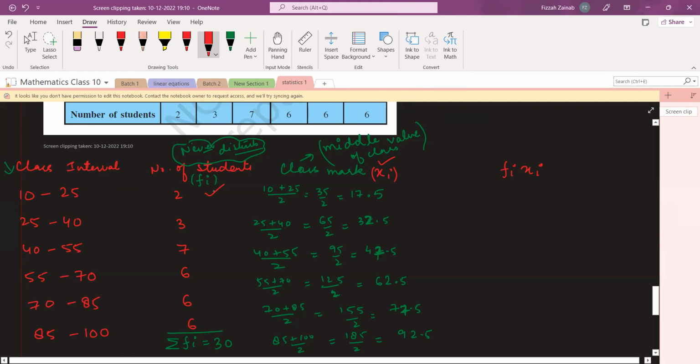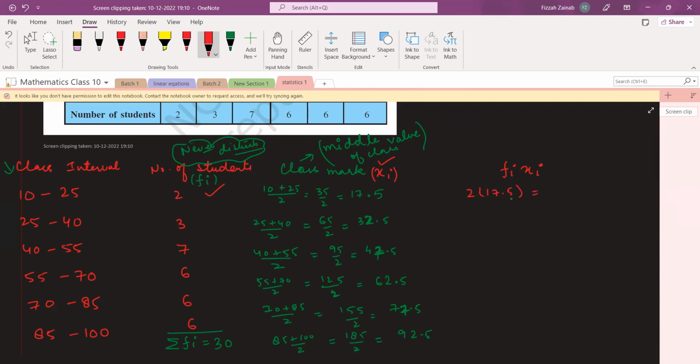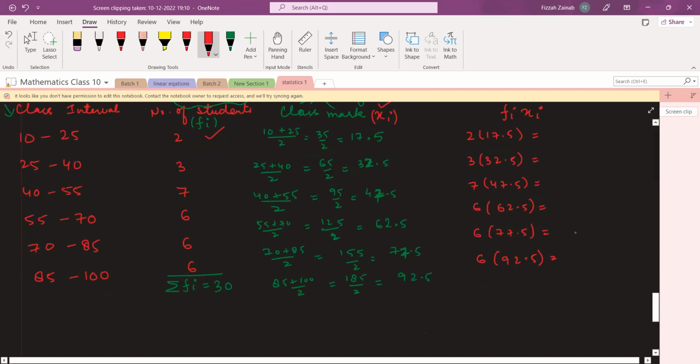So we multiply with the frequency. So that is 2 into 17.5 that you will write. Then 3 into 32.5. And then 7 into 47.5. Then you have 6 into 62.5. 6 into 77.5. And then 6 into 92.5. Right? And then you can find out. So you can do this multiplication in the rough part also if you want, or write directly.